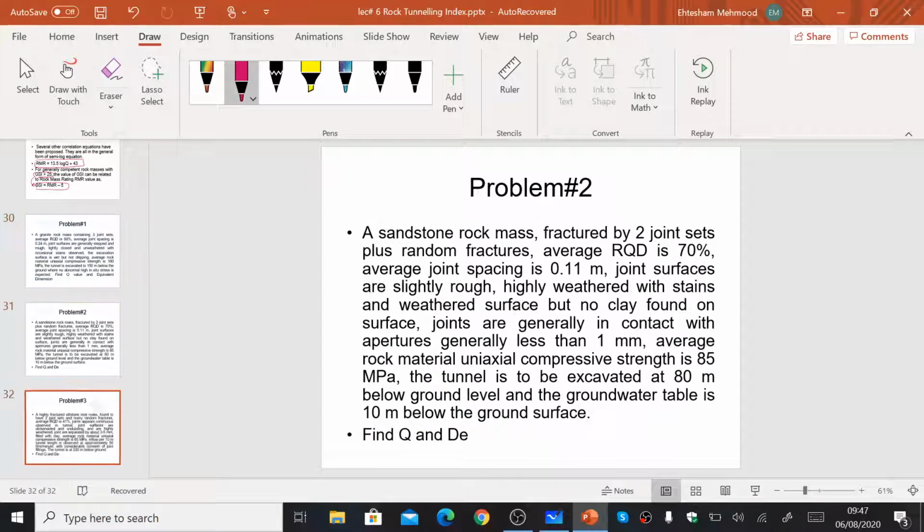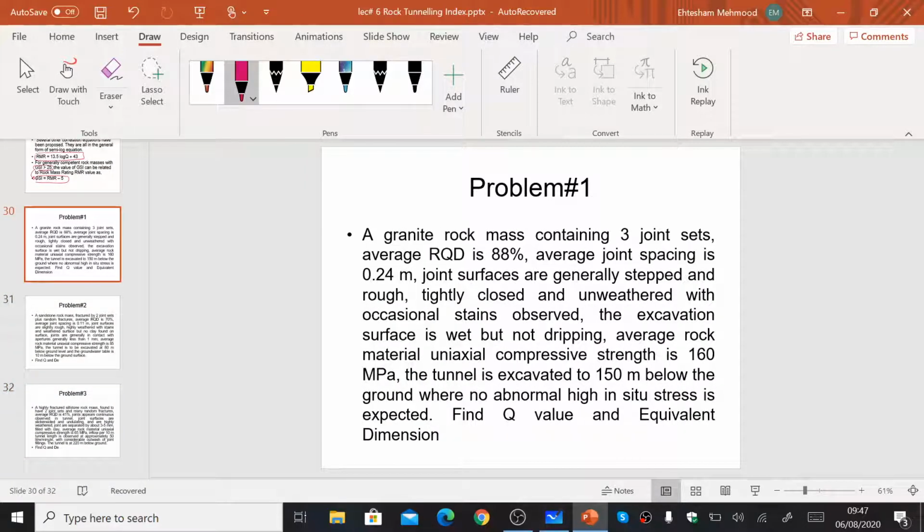So there are 3 problems mentioned here, so you should go through them. So if you have any trouble or any questions regarding these problems, so we can discuss in our next lecture.